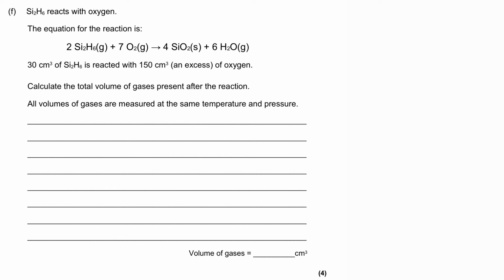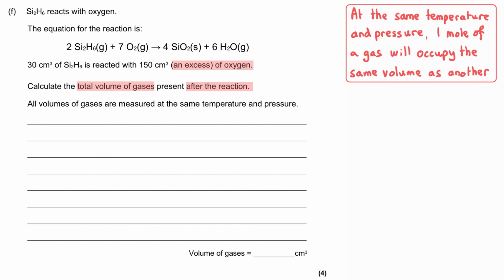Si2H6 reacts with oxygen, and the equation for the reaction is 2Si2H6 in the gas state, reacts with 7O2 in the gas state, and produces 4SiO2 solid plus 6H2O gas. And we're told 30 cm cubed of Si2H6 is reacted with 150 cm cubed, which is an excess of oxygen. And we've been asked to calculate the total volume of gases present after the reaction, and we're told that all volumes of gases are measured at the same temperature and pressure. And we've got 4 marks for this question.